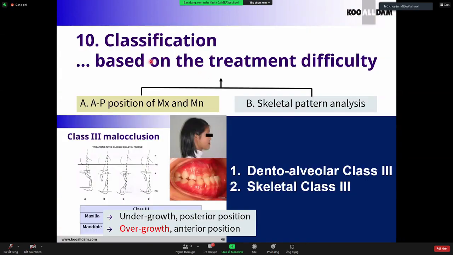So we should classify the class 3 malocclusion. However, I want to classify based on the treatment difficulty. When we treat the class 3 malocclusion, we want to divide class 3 into undergrowth or posterior position of the maxilla, or overgrowth and anterior position of the mandible. And also, we should divide the class 3 into dental alveolar class 3 and skeletal class 3 malocclusion.